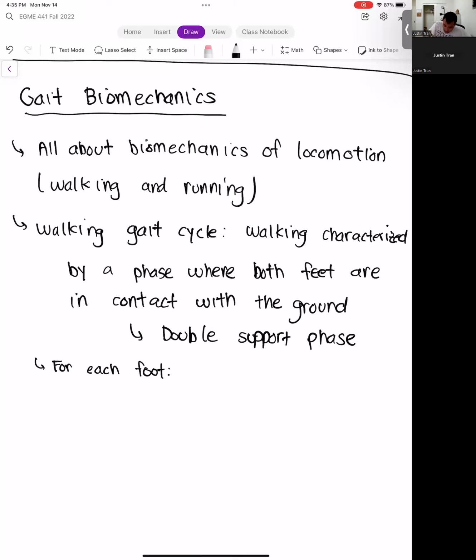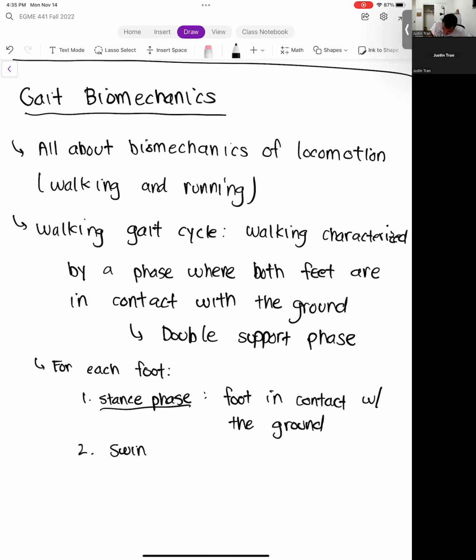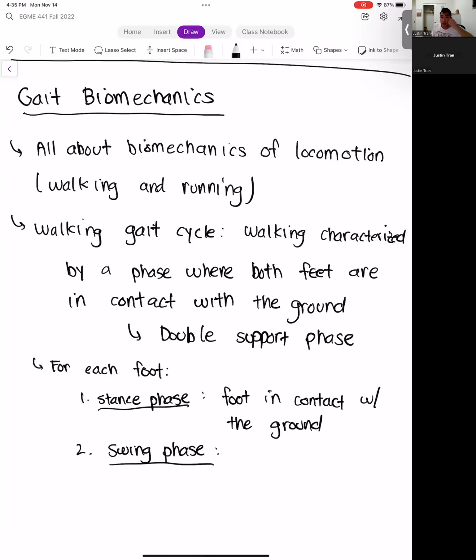we have a stance phase. Okay. And so this is the part of the gait cycle where the foot actually is on the ground. Okay. And then we have a swing phase. And this is the part of the gait cycle when the foot is off the ground. So it's either you just picked it up and you're moving it forward to the next step.